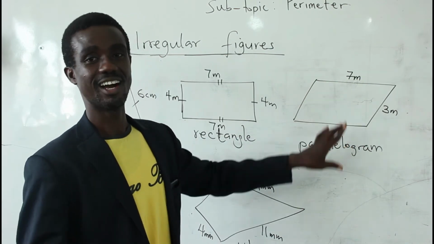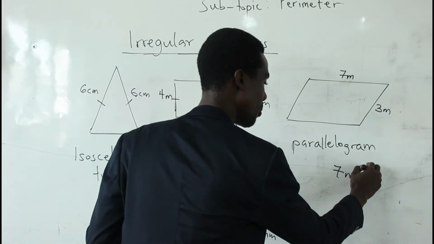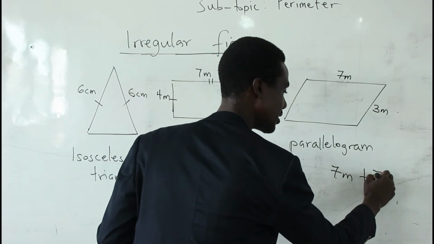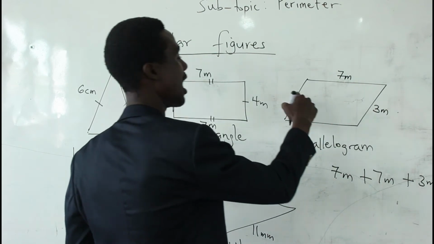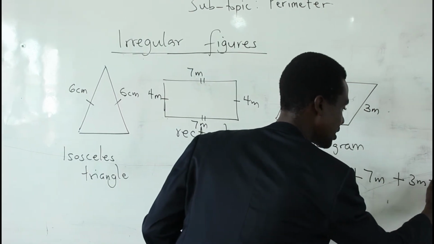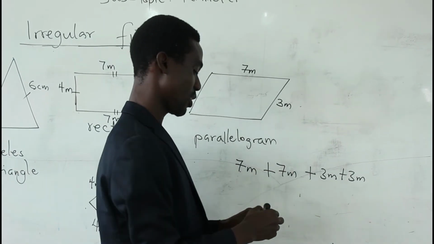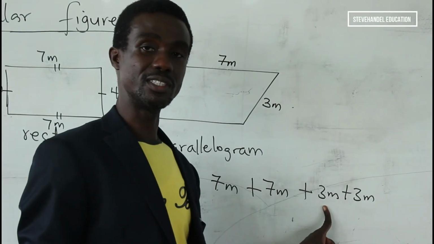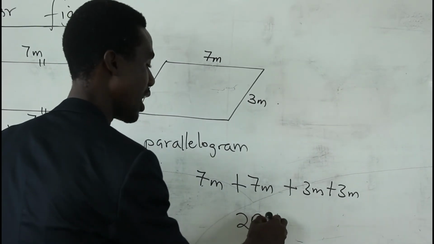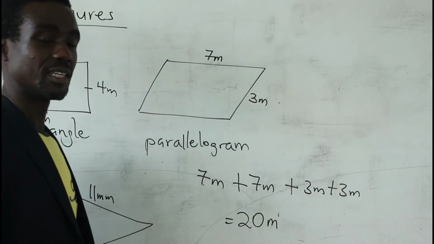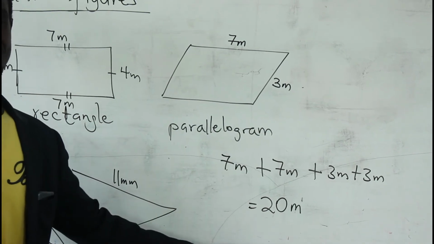Therefore, in calculating your perimeter for this parallelogram, I hope you got it right. It's going to be 7 meters plus the second 7 meters here, then plus the first 3 meters, then an unseen 3 meters on the other side. And so 7 plus 7 will give us 14, plus 3 will give us 17, then another 3 will give us 20. Don't forget to add your meters. Therefore, our perimeter for this parallelogram is 20 meters.